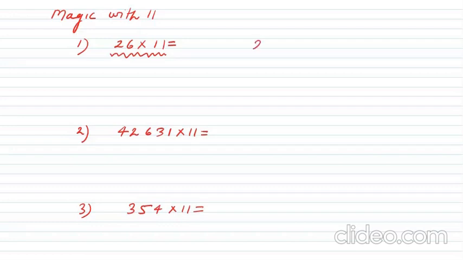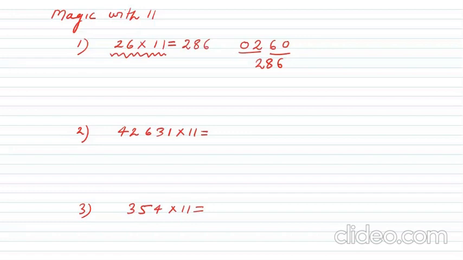So what is the process that we are going to follow? We have 26 here. Just for our convenience, we can add one extra 0 in the end and a 0 in the beginning, and then we can take the sum of two digits at a time from the right. If I add 6 and 0, I will get 6. If I add 2 and 6, I will get 8. And if I add 0 and 2, I will get 2. So the answer for this particular problem will be 286.